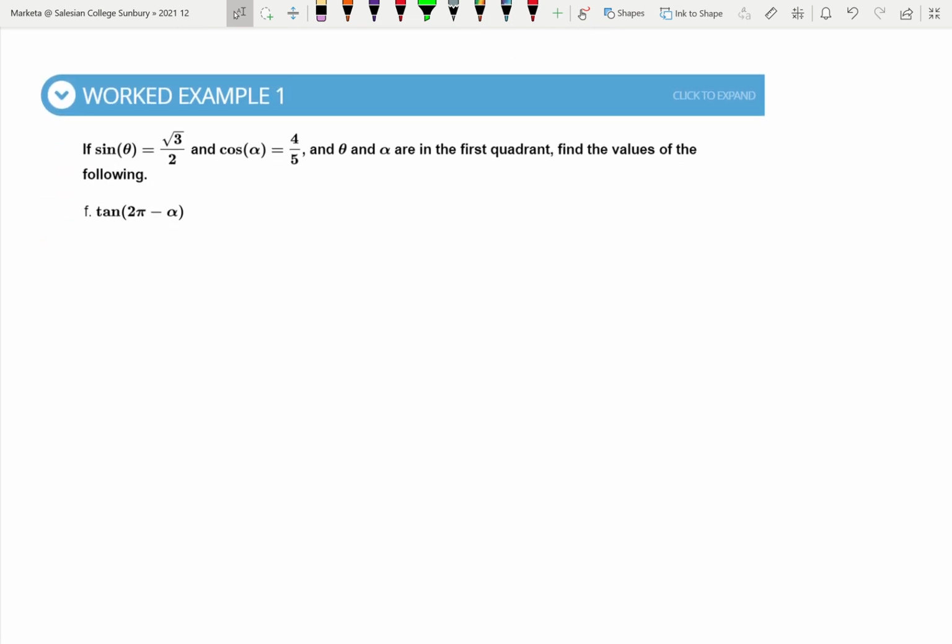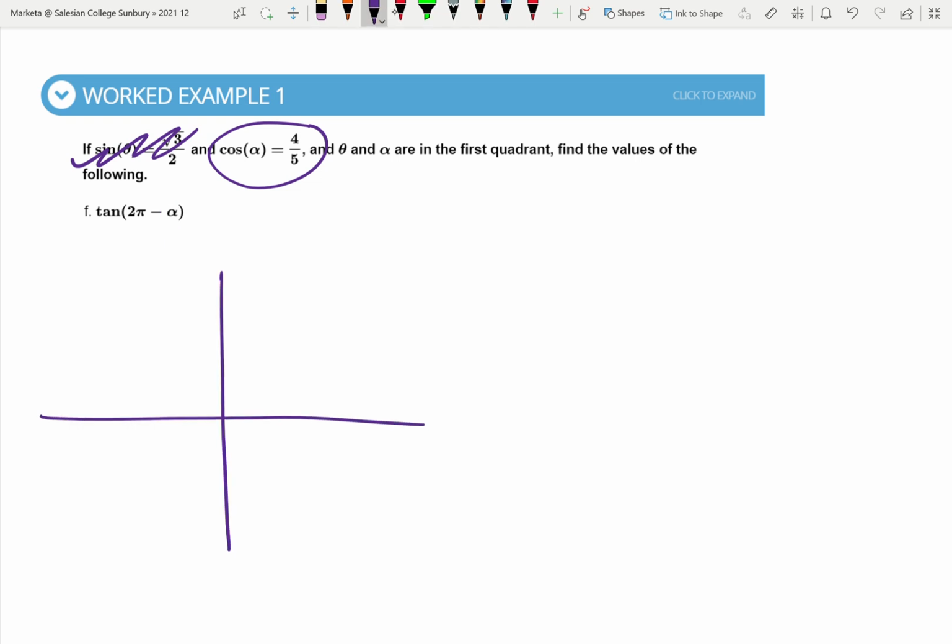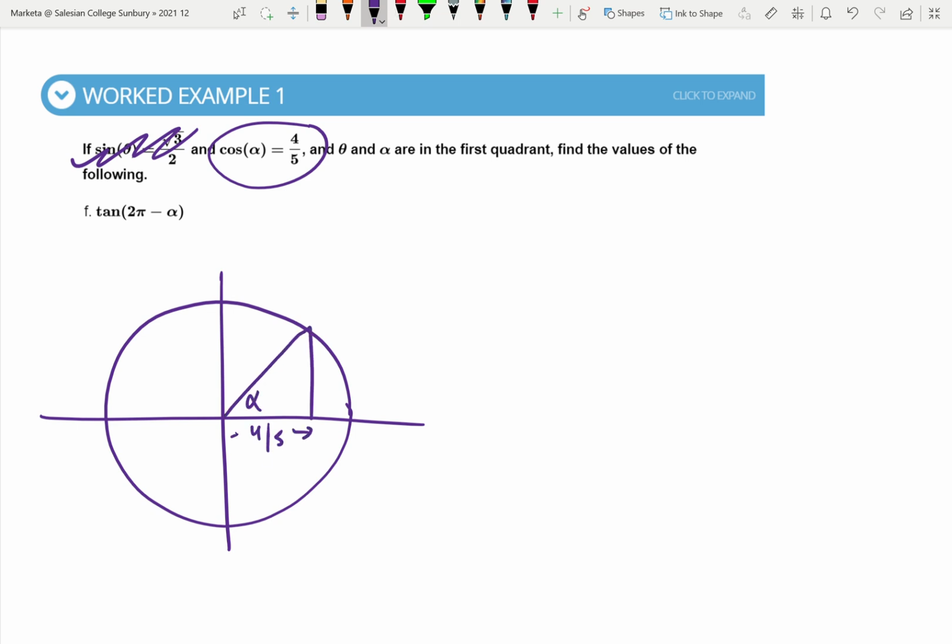Okay, so now we've got the tan of 2 pi minus alpha. So now you should be pretty used to seeing, well, this is an alpha, so we're using this. Ignore this. So I'm going to quickly draw that because we've drawn it many times. Alpha, cos is 4/5. That length there, we'll make it green. And then now we're looking for the tan. Tan, we always should think tan equals sine over cos. And more specifically, tan alpha equals sine alpha over cos alpha.